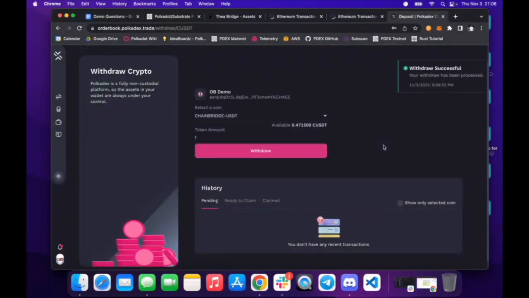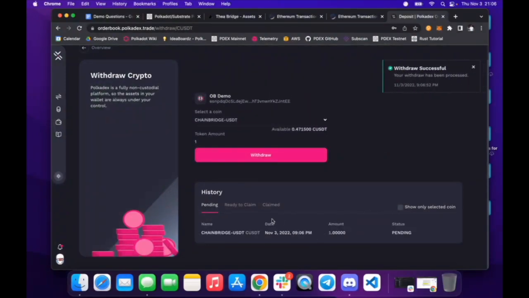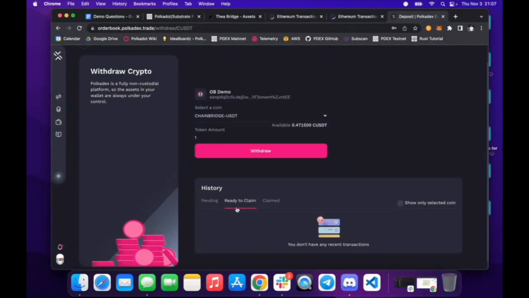And I click withdraw. You'll see this withdrawal successful message at the top. That means the withdrawal is starting to get processed. When I say that, there are 2 steps here. Someone asked why the 2 steps. The first step is, we're sending a message to the Polkadex chain saying that, hey, there is a withdrawal request. The second is, all your withdrawal requests are ready to be claimed.